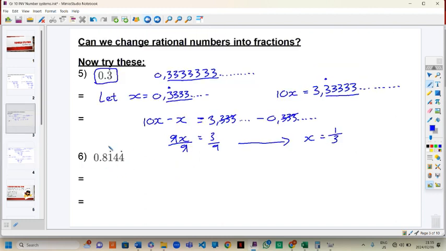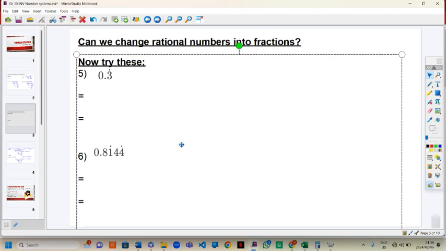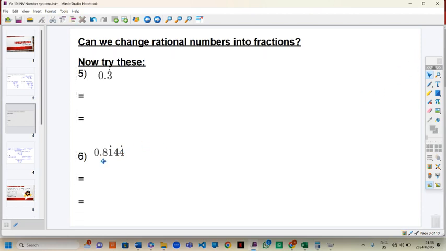Let's try this one over here. It's a bit of a harder example, which is why I left it for last. Let me clear all of that and move this up a little. I see I've got 8, and I've got a 1, 4, 4, with dots on the 1 and the second 4. What does that mean? I don't know what that means, so what does that mean?